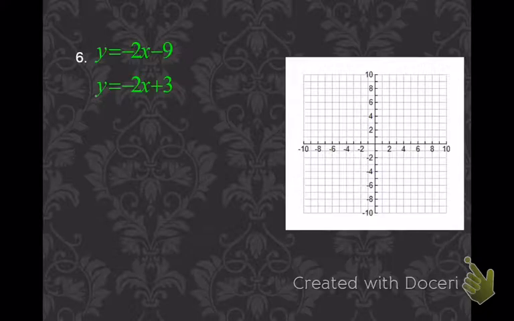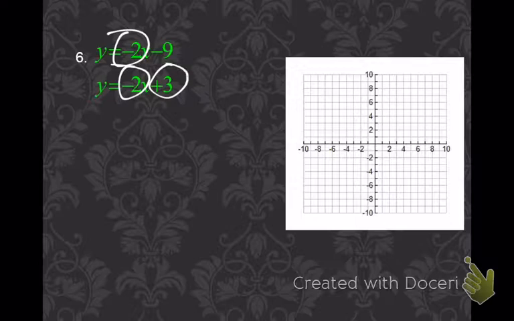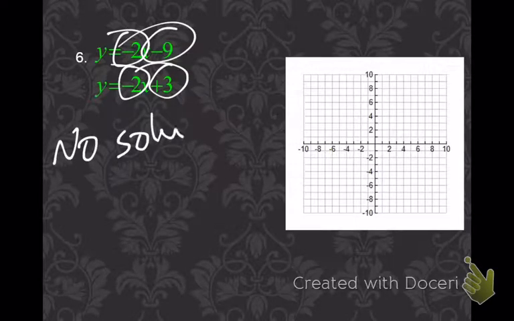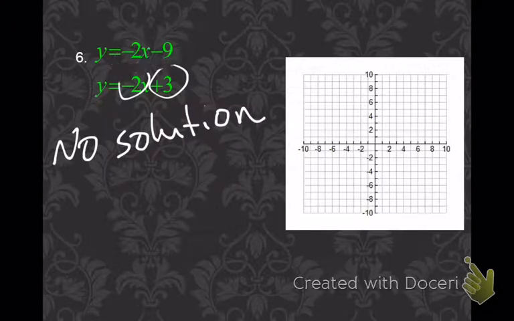All right, so hopefully you looked first before you worked, because if you had, these slopes are the same, the y-intercepts are different. So this means that this is going to be two parallel lines, and therefore there should be no solution. Now, just to be thorough, I'm going to go ahead and graph these two lines anyway and see if I get two parallel lines.